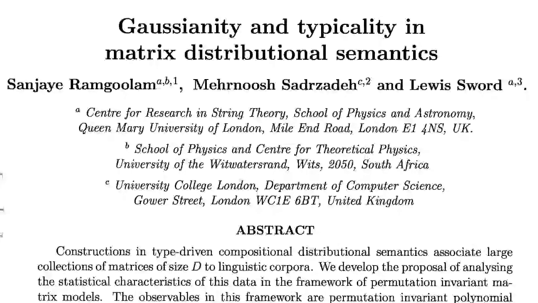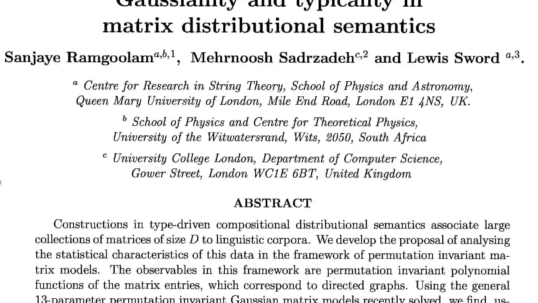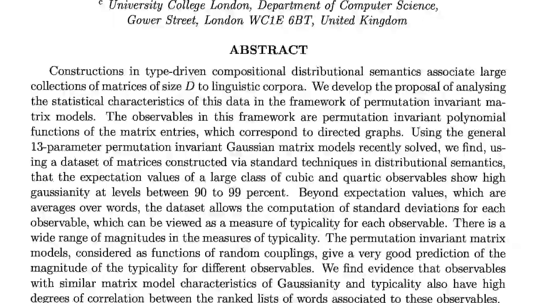So this paper is one by Marnoosh, who I happen to know, and the first author is Sanjay Ramgoolam, who I don't know. But I worked with Marnoosh, well, not directly, but we worked on a joint project when I was doing my postdoc, so I know a little bit of background around the area, but I think there's going to be quite a lot of maths and physics here, which I may not be familiar with. But we'll see how we go. But I'm interested in it because it relates to my research area. So, Gaussianity, typicality, and matrix distributional semantics. Sounds a bit scary, doesn't it?